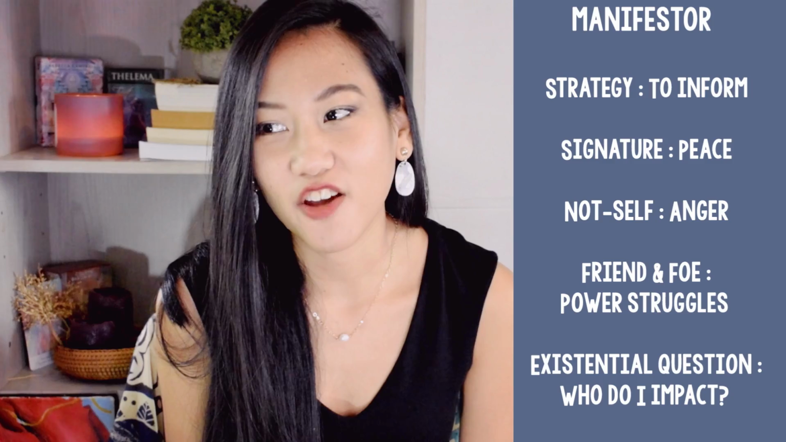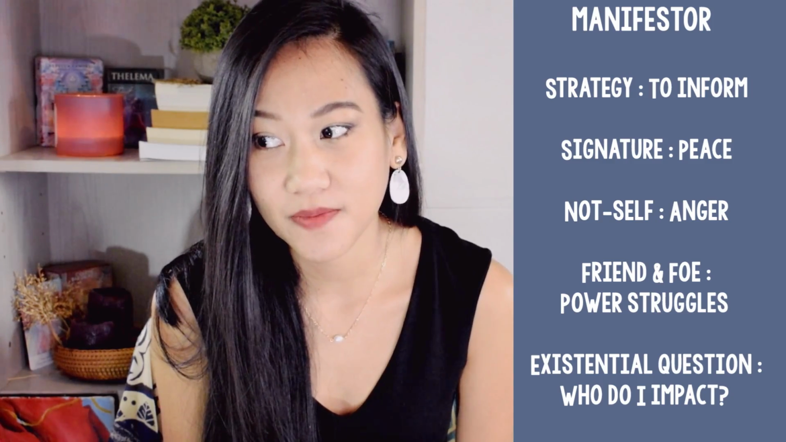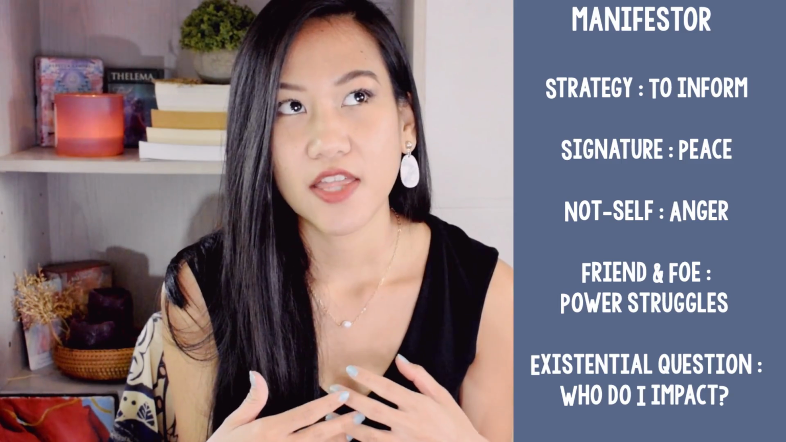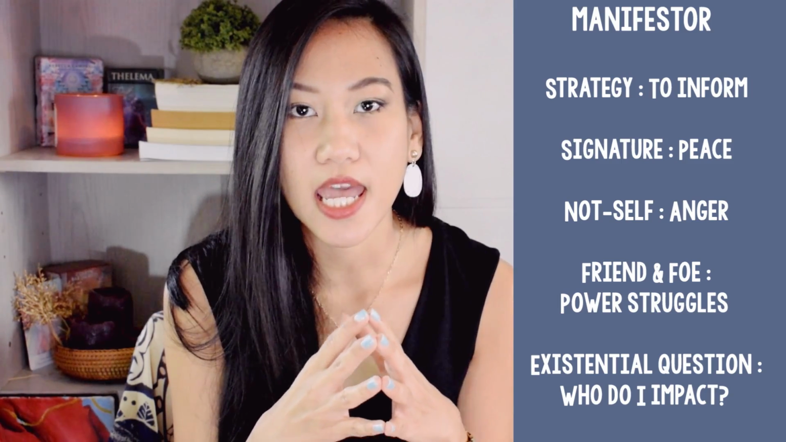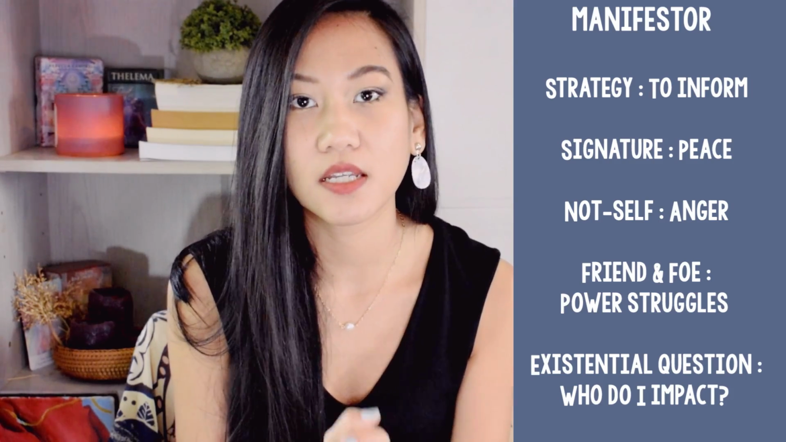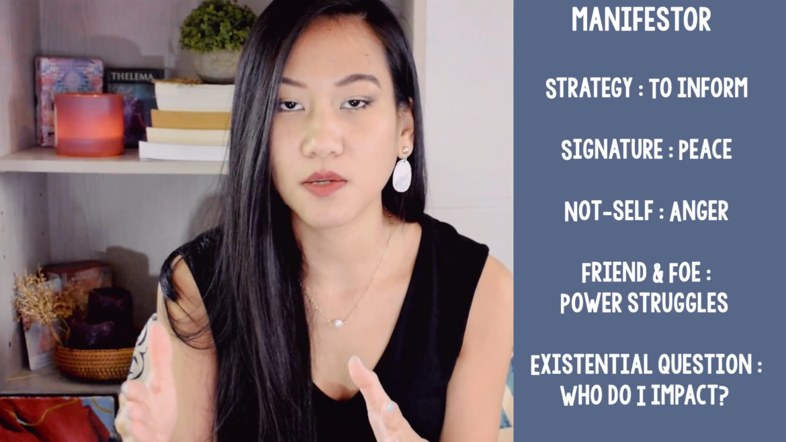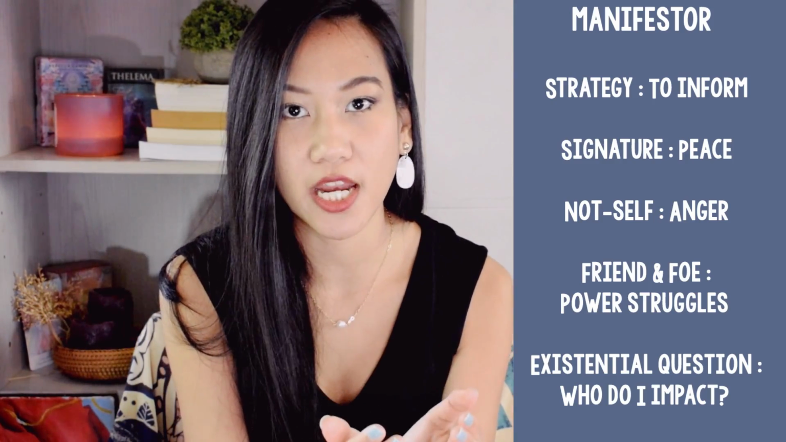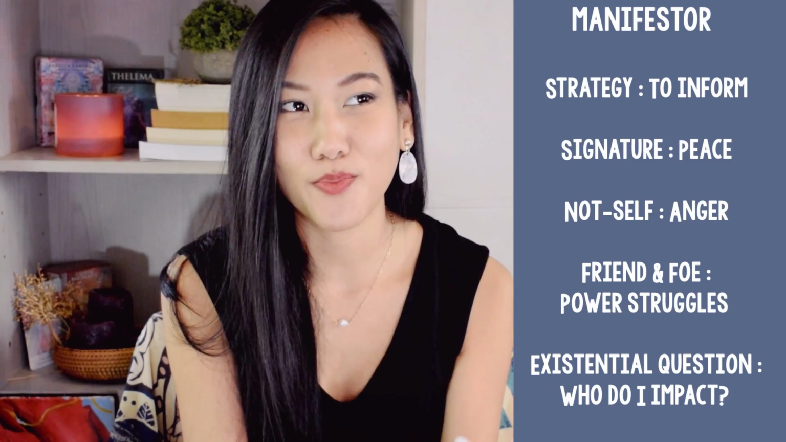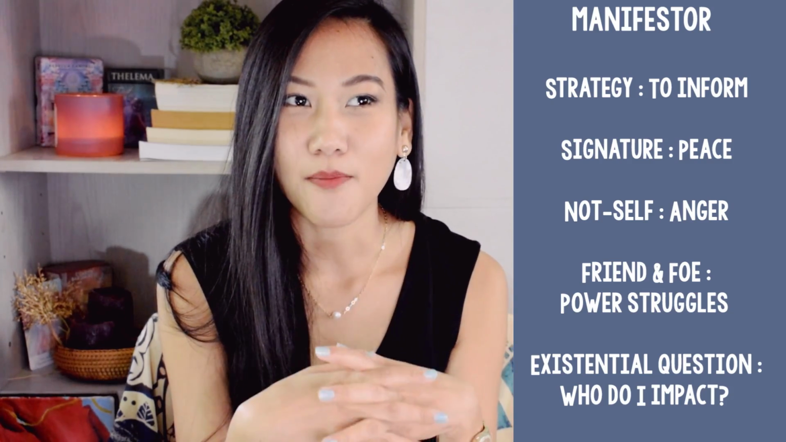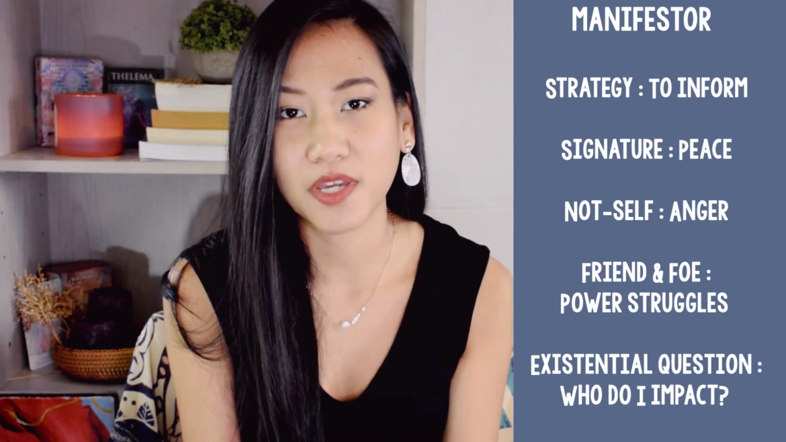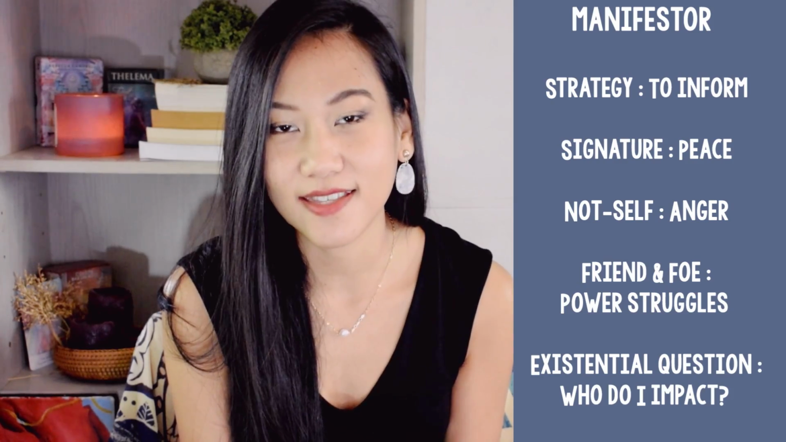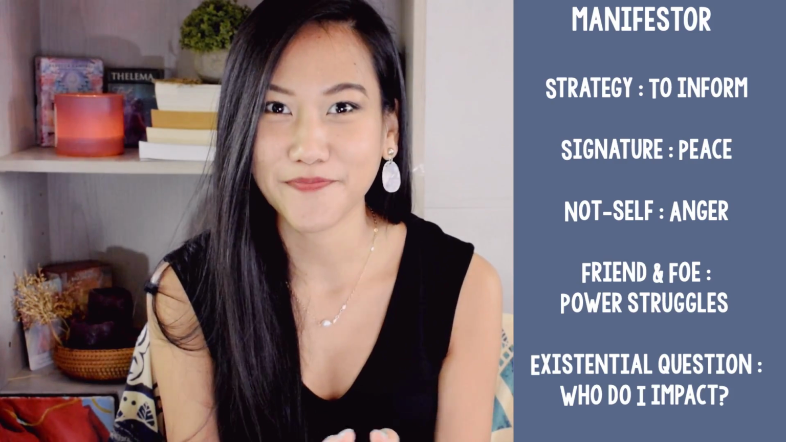The existential question of the manifestor is, who do I impact? So the manifestor can really master their ability to impact people in the world, meaning that this also means impacting people who are trying to control them in a tactful way, as well as impacting the world through initiating changes that need to be done to better progress the society. They can come up with projects that really help people, that really help the environment. They can start that. They can be the leader in that sense. Not the ruler, but the leader.